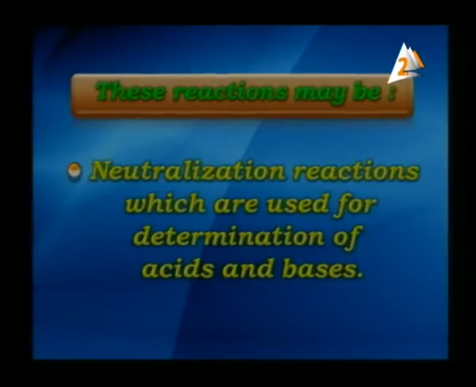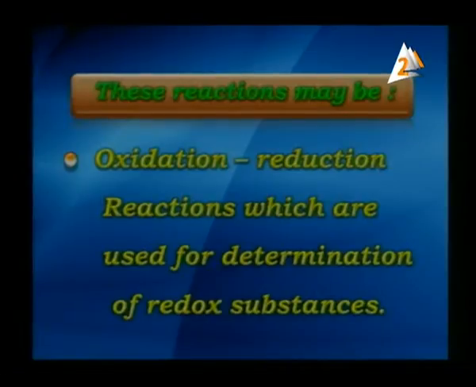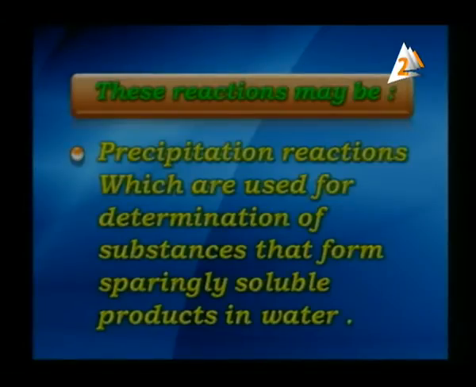Do you think all of them are like each other? No, we have different types of these reactions. There are oxidation reduction reactions, which are used to determine the redox substances. What is meant by redox substances? Oxidizing agent and reducing agent inside the reactants of this reaction. It's good to say that. Also, we have precipitation reactions, which are used for determination of substances that form a sparingly soluble product in water. Don't forget, all the time we play on this word, soluble products in water.